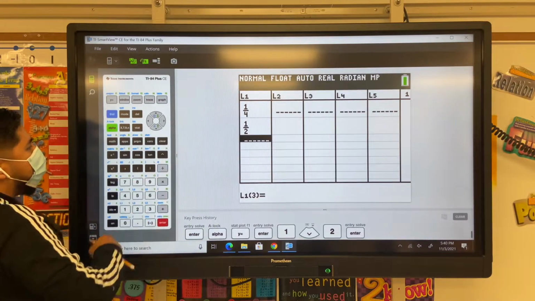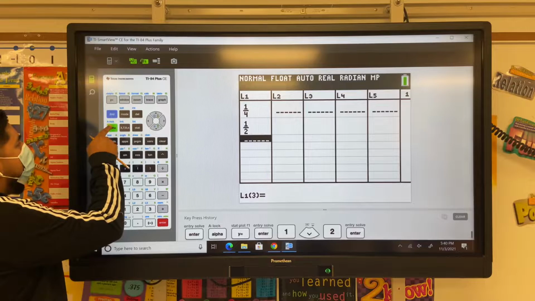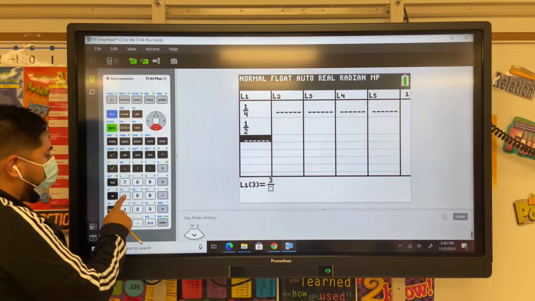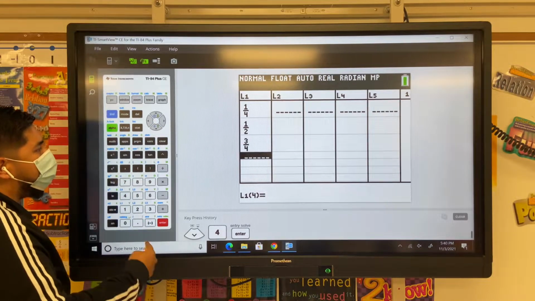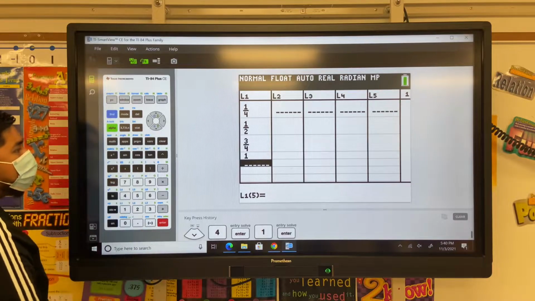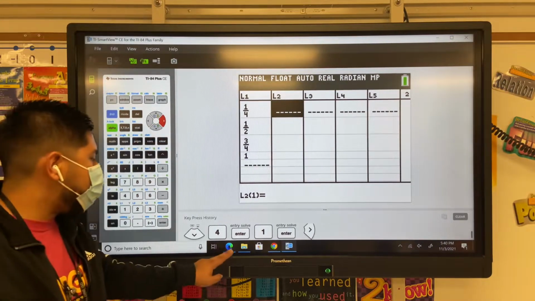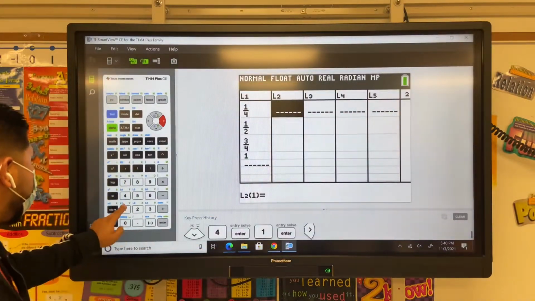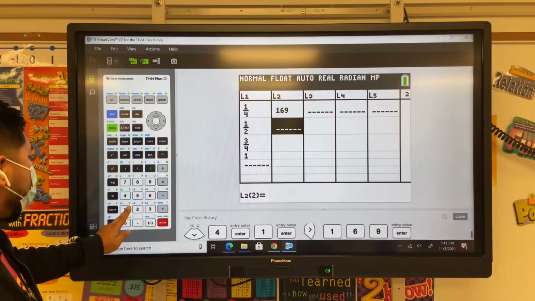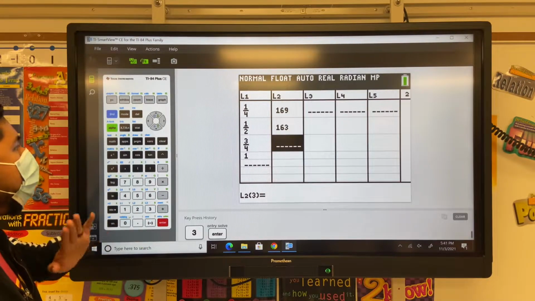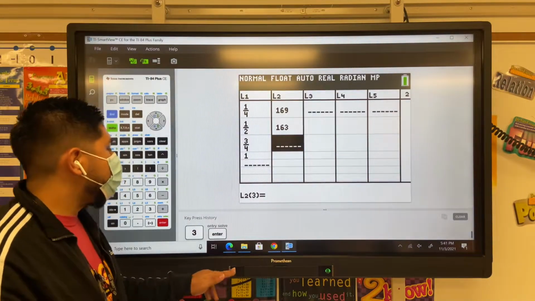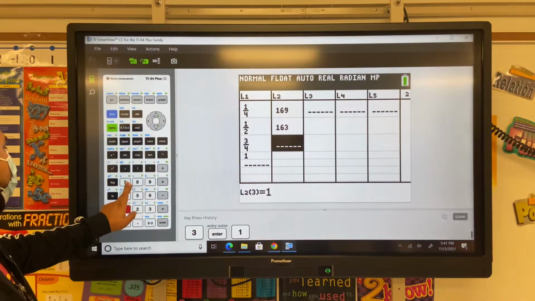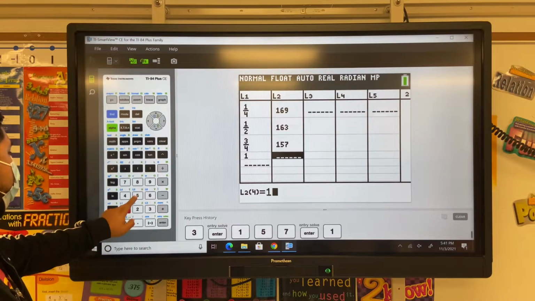So you see the fractions coming out. Next one, again, alpha, y equals, enter. 3/4, enter. And the last number was 1, enter. On the right side, let's check. 169, 163. Take it slow. 169, 163. Again, pause if you need to pause. 157, 151.